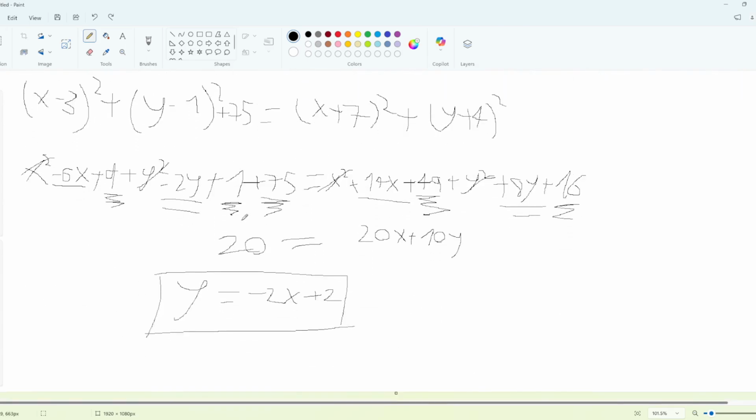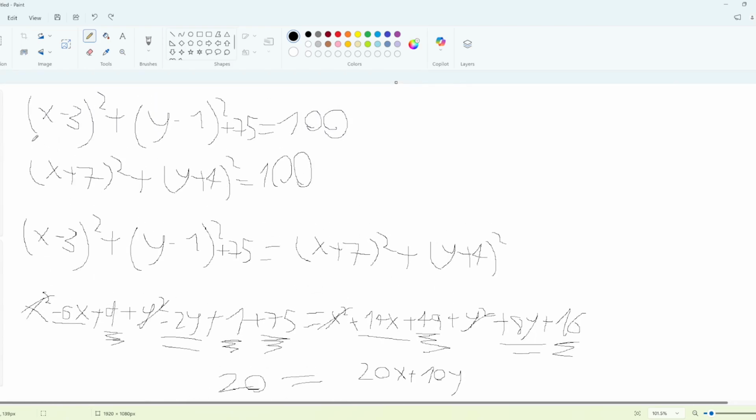Okay, the thing is, let's work on our equations. Usually when you want to think about it, you want to understand how much the information in this question limits you. So first we have this. Let's read this out, okay? This is a circle with the origin at 3,1 and the radius of the square root of 100 negative 75, so 5. This one is a circle whose origin is at negative 7, negative 4 with a radius of 10.